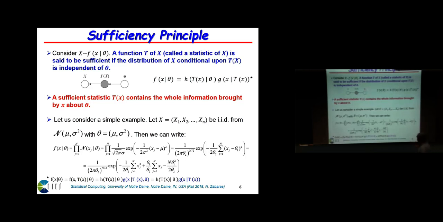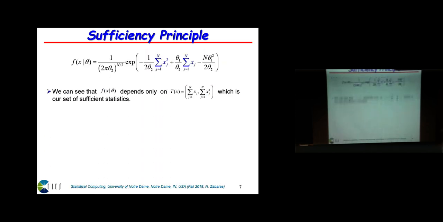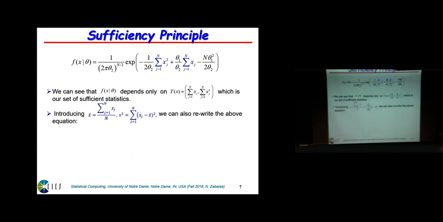There is a graphical model representation of this, but I will not bother since it will take us 10 minutes to explain this probabilistic graphical model visualization of this independence relation. All right. So these are the sufficient statistics.